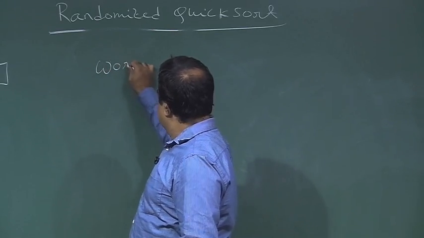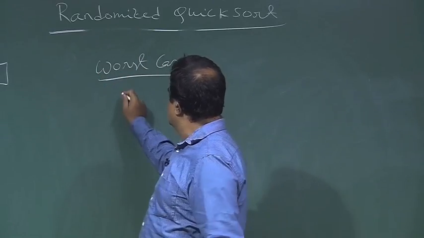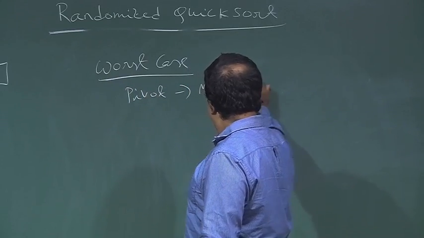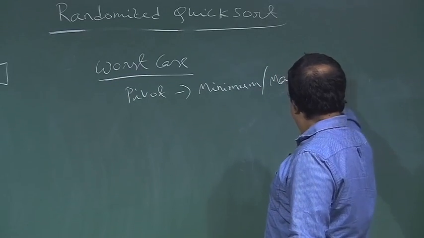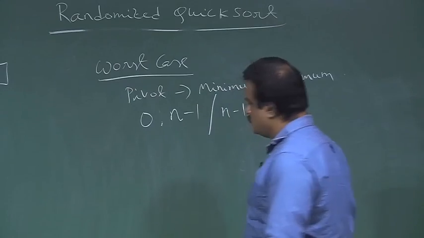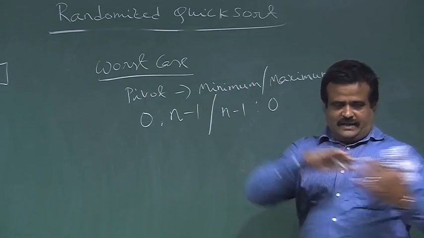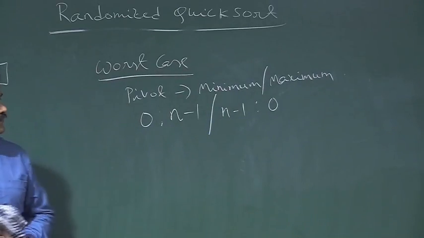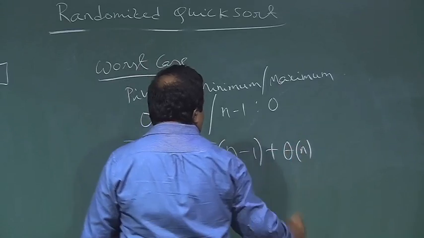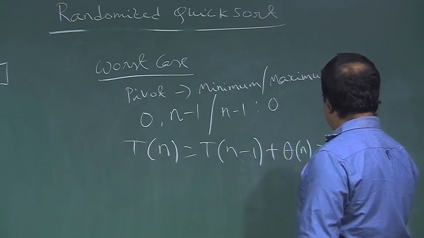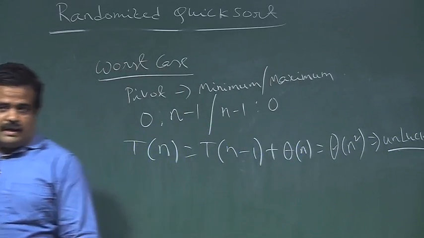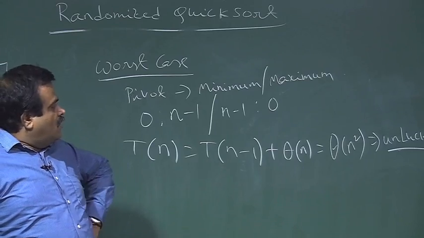So, the worst case for quicksort is if the pivot is the minimum or maximum element from the array. In that case, the partition will be 0 and n minus 1 if it is the minimum, or n minus 1 and 0. So, that means one side has nobody, and the other sub array contains all the other elements. In that case, the recurrence will be T(n) equals T(n minus 1) plus theta of n, and this will give us the solution order of n square. So, this is the worst case, and this we refer to as the unlucky case. We are unlucky if the time complexity comes to be order of n square.